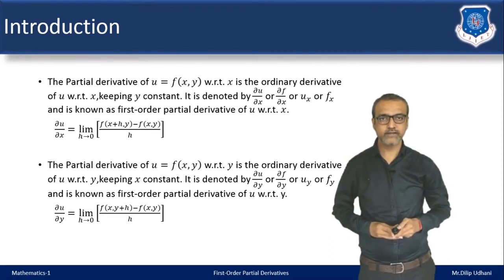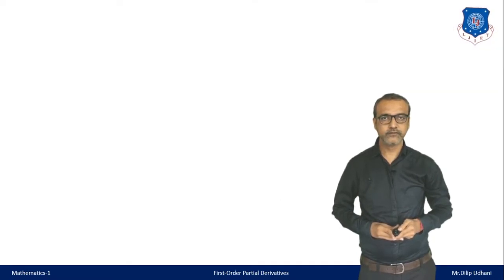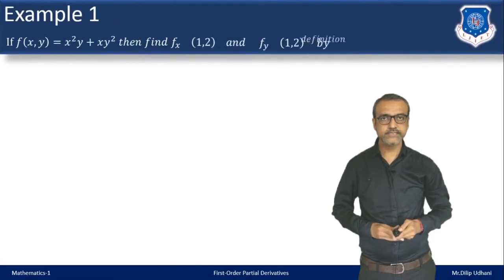So del u by del y is nothing but the partial derivative of u with respect to y keeping x constant. So function of x comma y plus h minus function of x comma y is nothing but change in u when there is a change in y keeping x constant. Now we will see an example related to this topic.